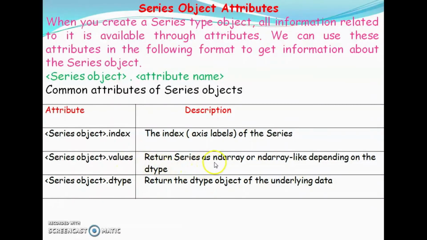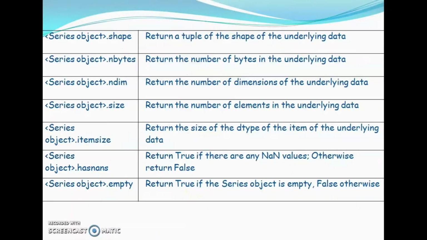Second one, series object dot values. Return series as ND array or ND array like, depending on the data type. Then series object dot dtype. Return the dtype object of the underlying data. Then series object dot shape. Return a tuple of the shape of the underlying data. That is the size of the data we will get.